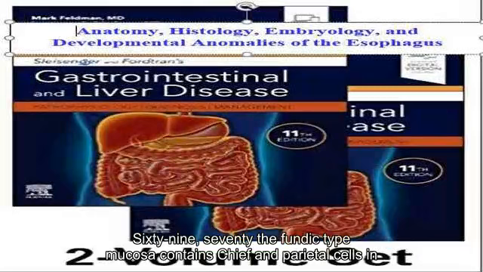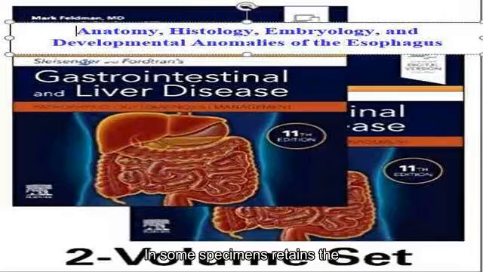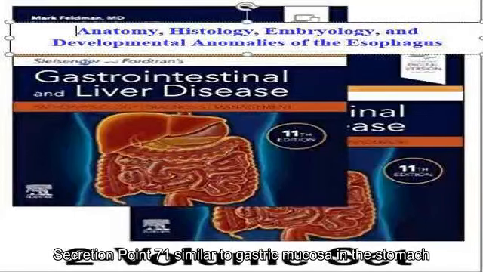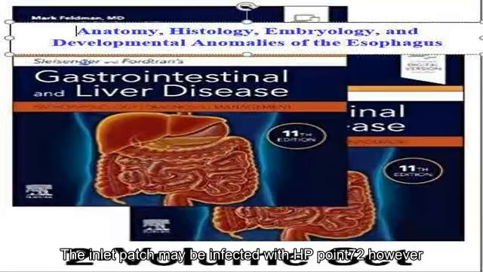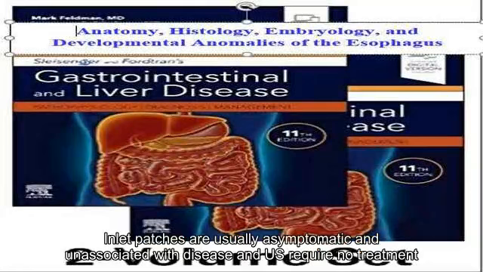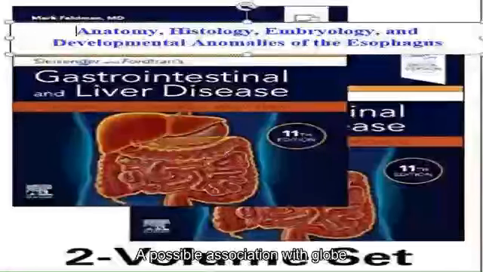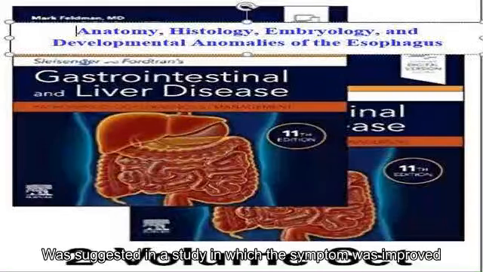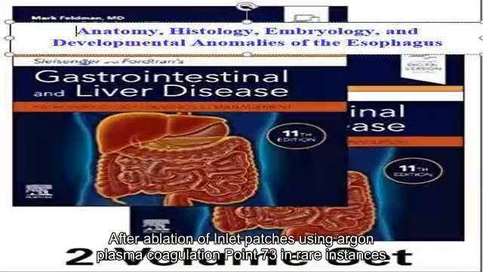The fundic type mucosa contains chief and parietal cells and, thus, in some specimens retains the capacity for acid secretion. Similar to gastric mucosa in the stomach, the inlet patch may be infected with HP. However, inlet patches are usually asymptomatic and unassociated with disease and thus require no treatment. A possible association with globus pharyngeus was suggested in a study in which this symptom was improved after ablation of inlet patches using argon plasma coagulation.